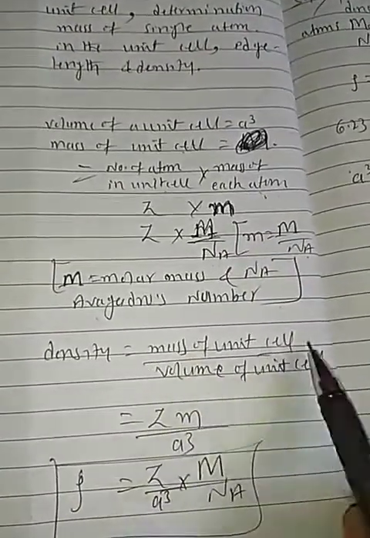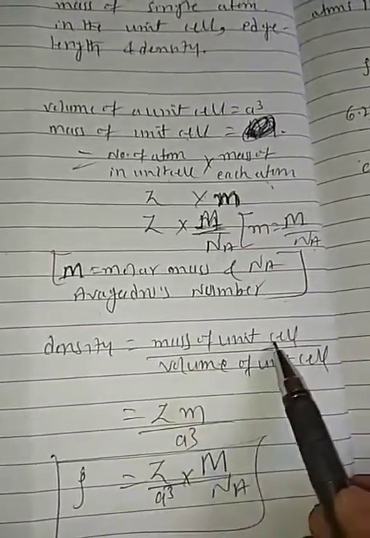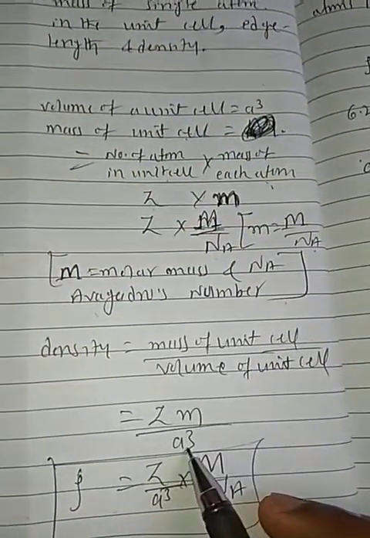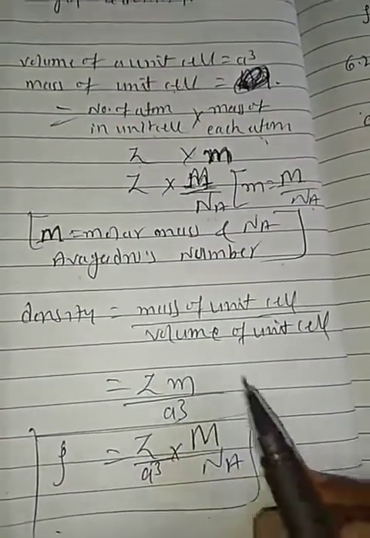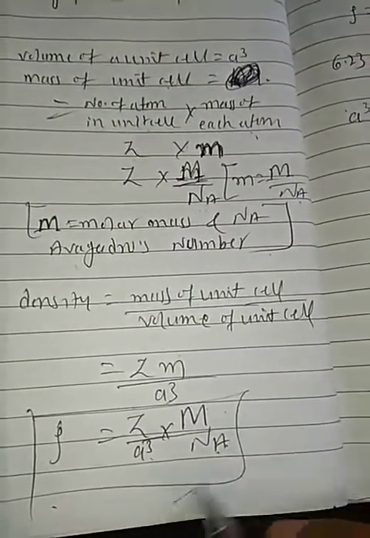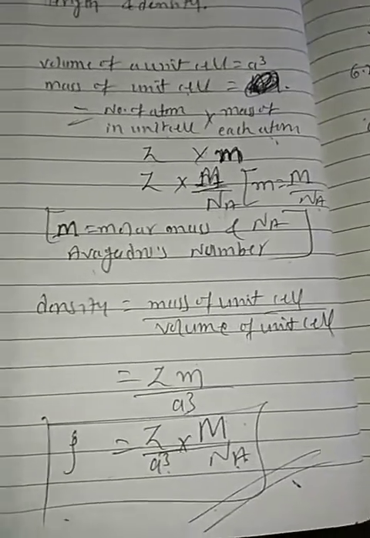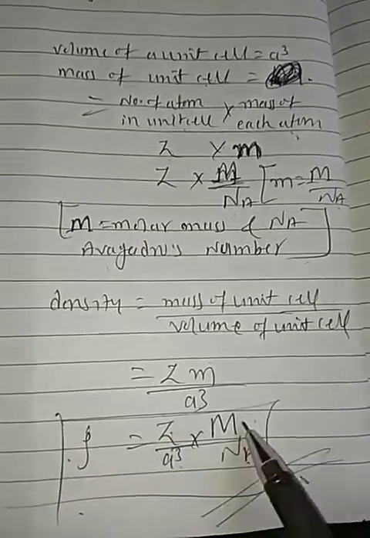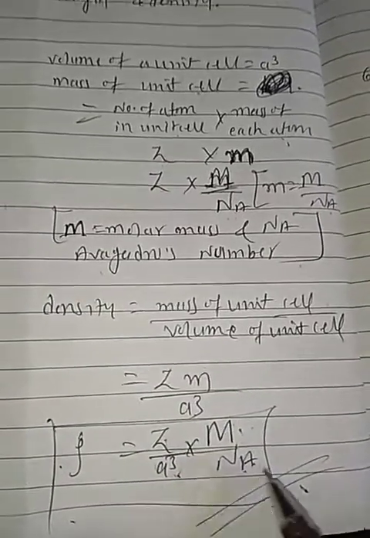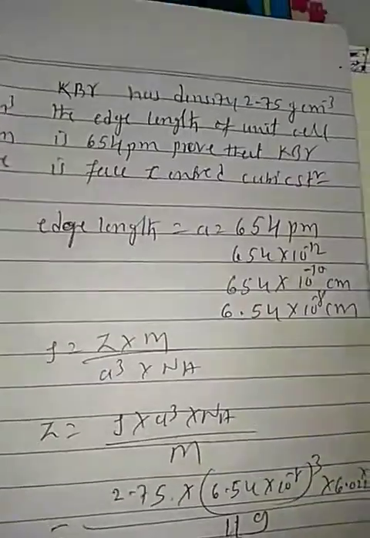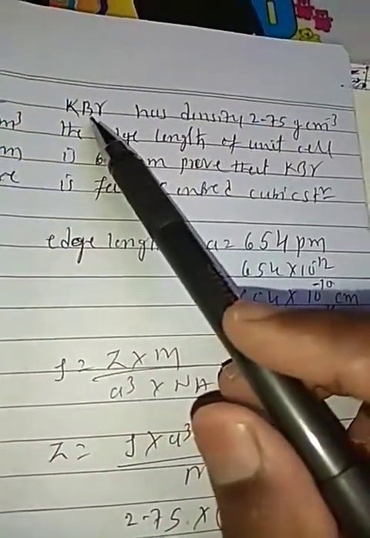Density is equal to the mass of the unit cell by the volume of the unit cell. Mass of the unit cell is taken as Z into m by a³. And m means M by Na, so density is Z into M by a³ into Na. This is the question type. Sometimes they ask what is the density, the number of atoms, the mass, the volume of the cube, and the Avogadro number. We have to find it here. Right, students? Okay, let's see one example, students.